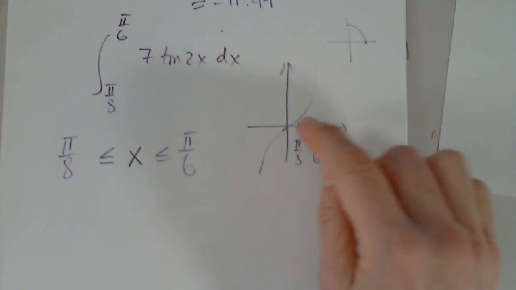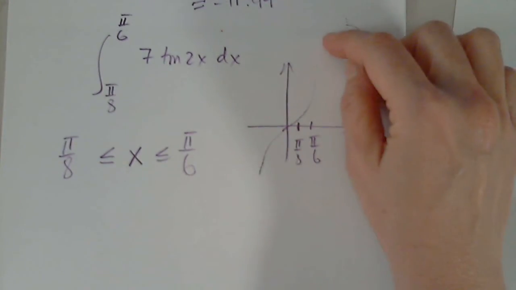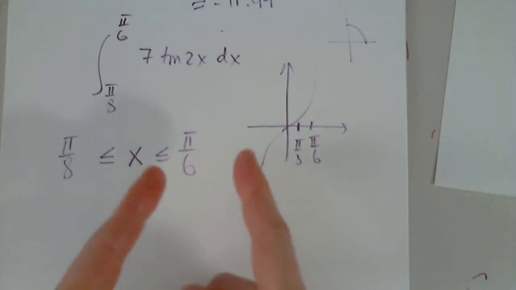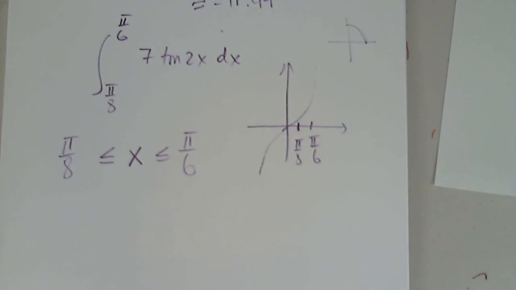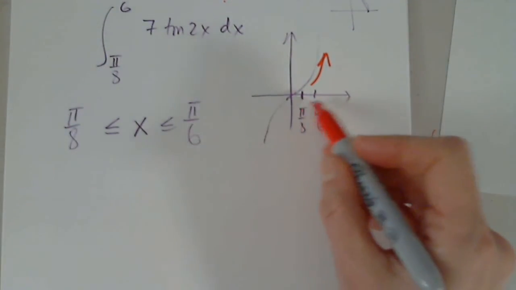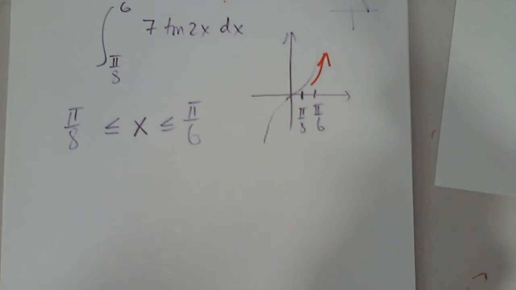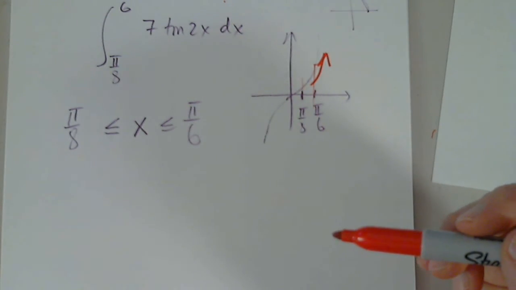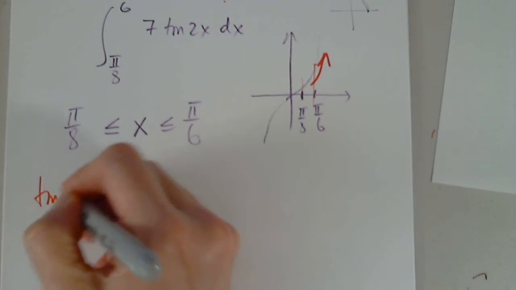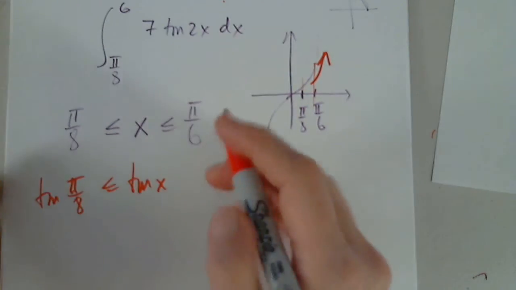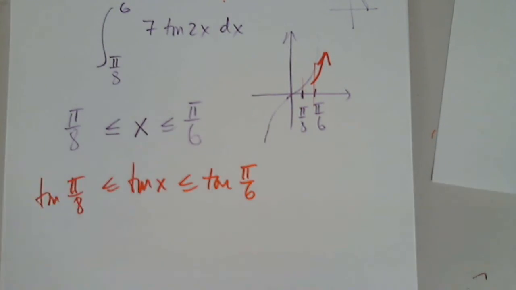Then I have to make sure that the function is increasing, because if the function is increasing, then tangent of this must be less than tangent of this, which must be less than or equal to tangent of this. Okay, so that's the first step. Once I establish this and the fact that the function is increasing on this interval, I don't care anywhere else. It's always increasing, but all I care about is between pi over 8 and pi over 6, if it is increasing. And it is. So then tangent pi over 8 is less than or equal to tangent x, which is less than or equal to tangent pi over 6. Is this okay so far?